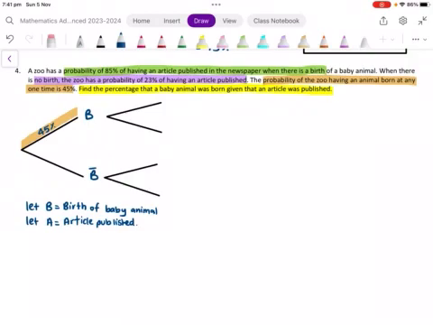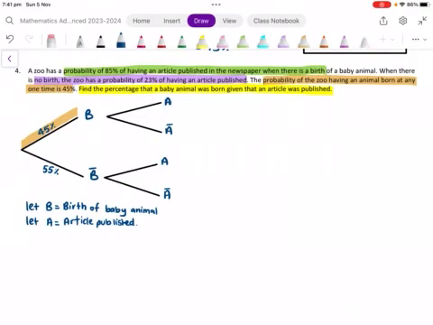We then have to find out the probability of the baby not being born, which is just 1 or 100 minus 45%, which is 55%. Our second outcome is if they write an article or they don't write an article after the baby is born, or the baby not being born. So we have article and not an article.